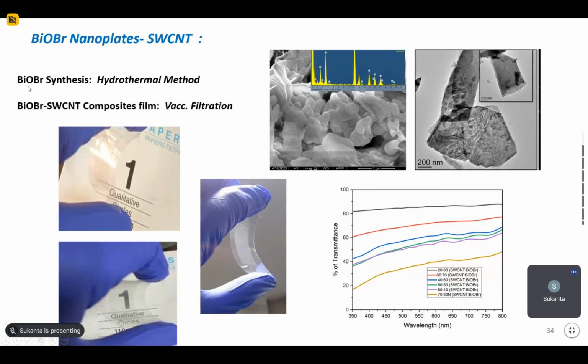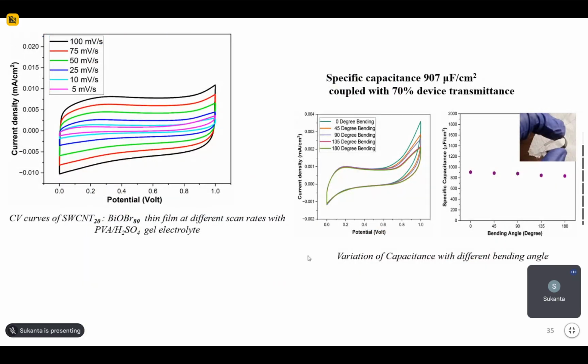Here it is bismuth oxybromide by the hydrothermal method. We have synthesized it using the hydrothermal method, and we have prepared a thin film of bismuth oxybromide on top of a conducting substrate. Here we use carbon nanotube thin transparent film as a current collector, and BiOBr. This is the BiOBr film, which is mostly transparent. This shows the transparency. Around 550 nm, you can see we have prepared 80% transparency with different weight percentages, and we can use this to prepare a transparent supercapacitor device.